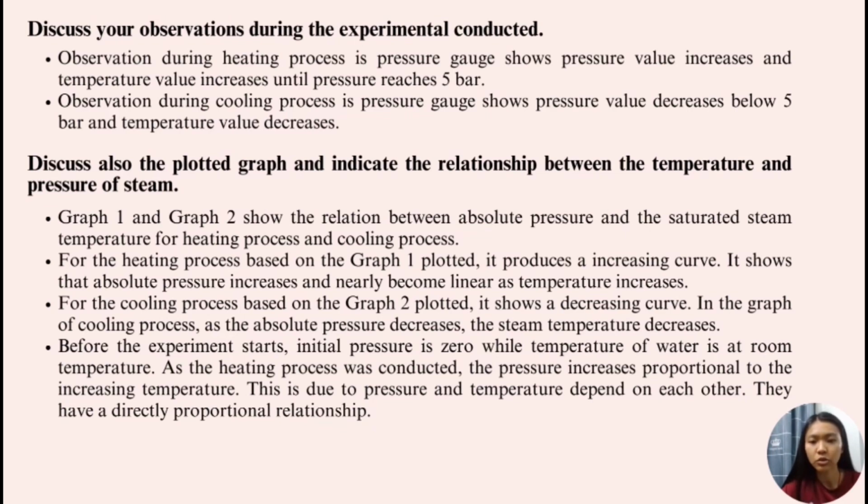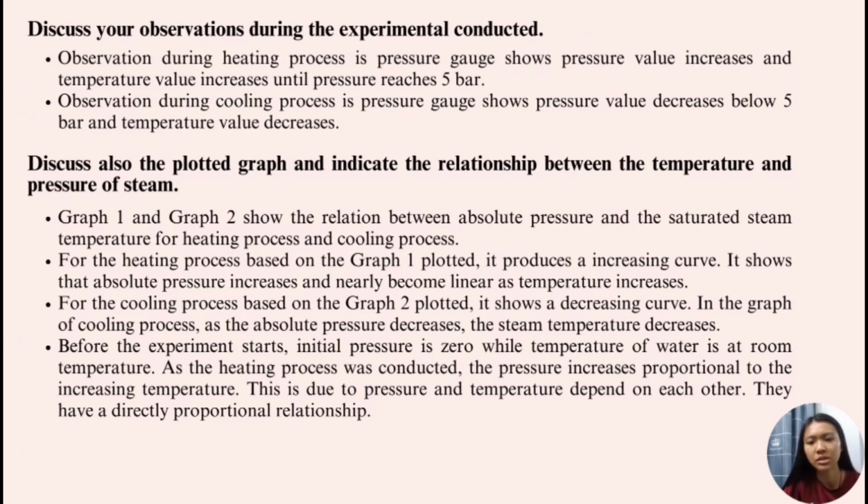Graph 1 and Graph 2 show the relation between absolute pressure and the saturated steam temperature for the heating process and cooling process. For the heating process, based on Graph 1 plotted, it produces an increasing curve. It shows the absolute pressure increases and nearly becomes linear as temperature increases. For the cooling process, Graph 2 shows a decreasing curve. As the absolute pressure decreases, the steam temperature decreases.